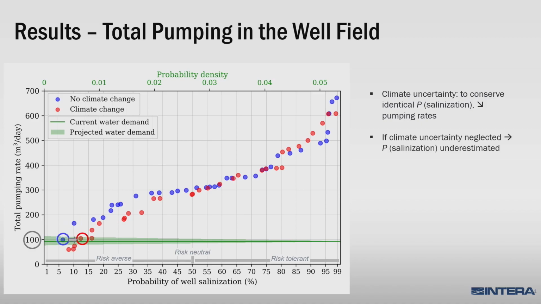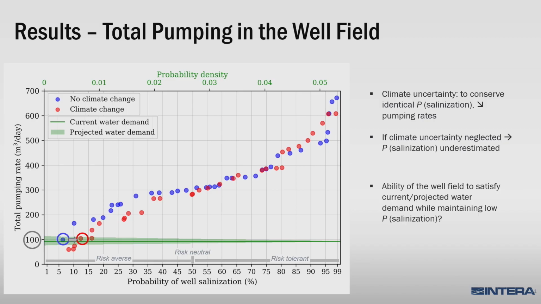Also, if we had neglected climate uncertainty, so if we had gone from data assimilation straight to management optimization without adding the climate uncertainty, we would have underestimated the probability of well salinization associated with different pumping scenarios. For example, here, for a total pumping rate of 100 cubic meters per day, if we had neglected climate uncertainty, that would have corresponded to a 5% probability of salinization, when actually it corresponds to a 10 to 15% chance of salinization.